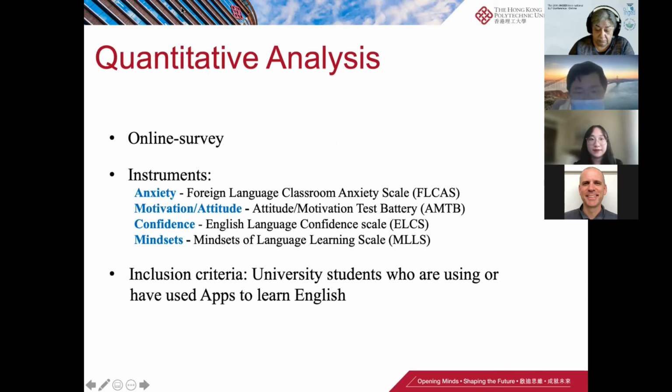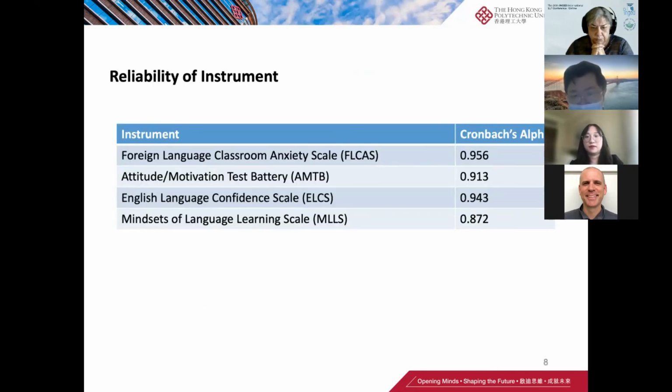Okay. Our study is a mixed method study. In the quantitative part, we employ an online survey to conduct data collection. Four instruments have been used: the foreign language classroom anxiety scale for anxiety, the attitude motivation test battery for motivation and attitudes, the English language confidence scale for self-confidence, and the mindsets of language learning scale for mindsets. The inclusion criteria of our participation is university students who are using or have used apps to learn English from mainland China and Hong Kong. In total, 180 students were included in our study. And the instruments show very high reliabilities.